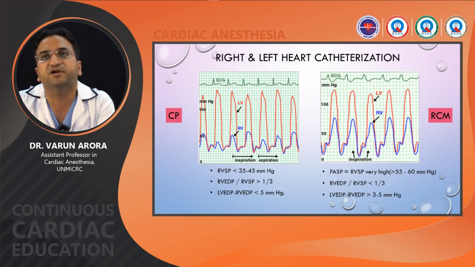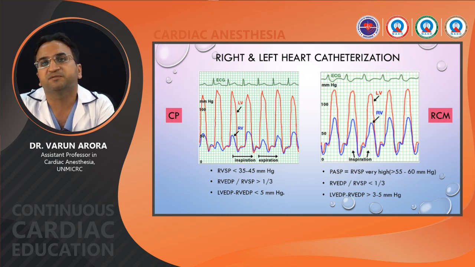In case of restrictive cardiomyopathy, pulmonary artery systolic pressure and right ventricular systolic pressure are very high, more than 55 to 60 mmHg, and the ratio of RV-EDP to RV-SP is less than 1/3, and the difference between LV-EDP and RV-EDP is more than 3 to 5 mmHg. So this is an important differentiating feature at cardiac catheterization.